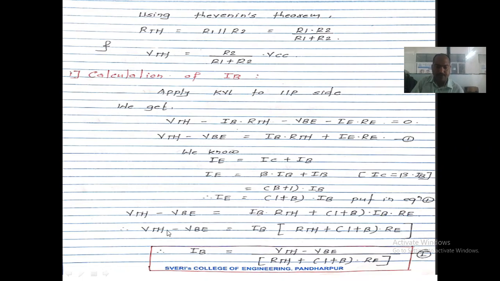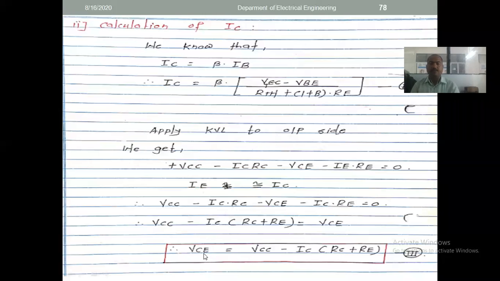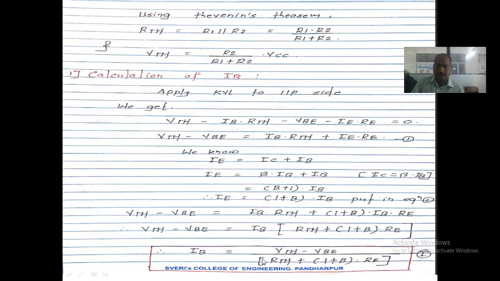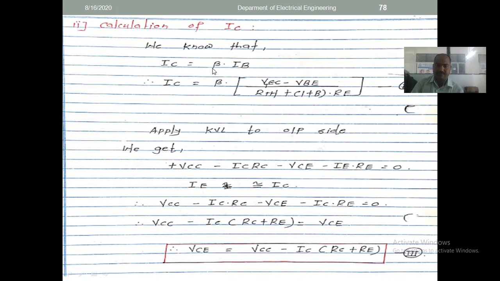So IB equal to VTH minus VB divided by RTH plus 1 plus beta into RE. This is the equation for the calculation of base current. Now see, when we have to calculate the IC, we follow that IC is equal to beta times IB. So same beta, and IB is VTH minus VB divided by RTH plus 1 plus beta into RE. See here, beta into this equation.